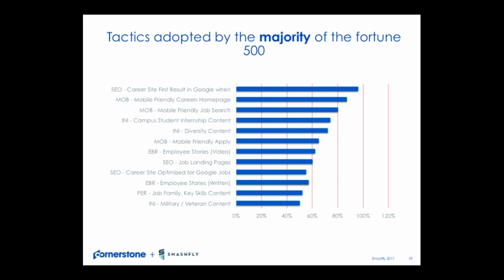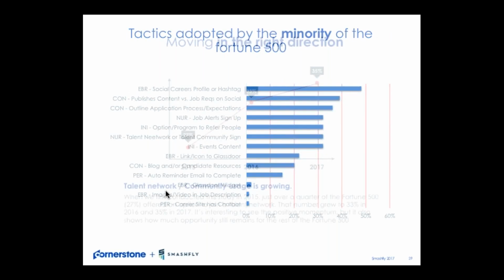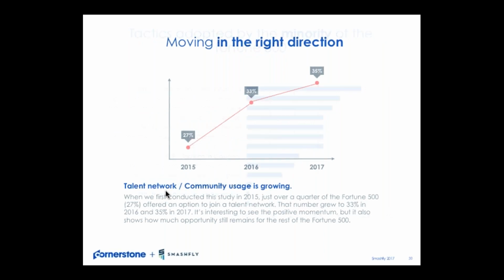But if I'm being honest, these are tactics that should be table stakes right now. So I think it's actually surprising that, for example, the career site is optimized for Google for Jobs, we have less than 60% of companies whose sites qualify for that. So there's still an enormous amount of room for improvement here. If you go to the next slide, Tom. Sure. Whoops. A little too click happy here.